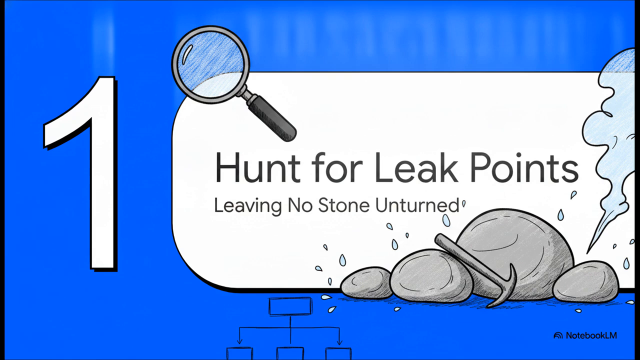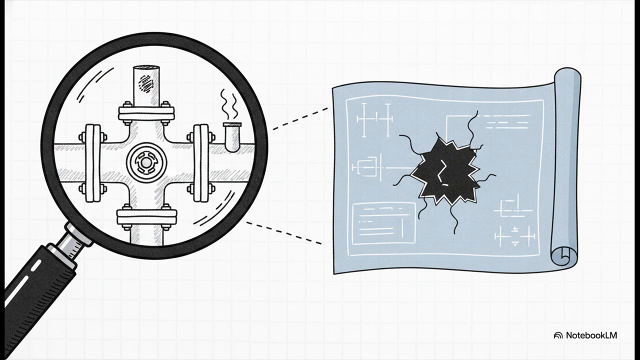All right, Section 1, the hunt for leak points, leaving absolutely no stone unturned. Let's establish exactly what it is we're looking for when we start staring at those massive process diagrams. Because before you can classify even a single square meter of deck, you've got to hunt down every single point that could ever leak. I mean, every seal, every flange, every vent.